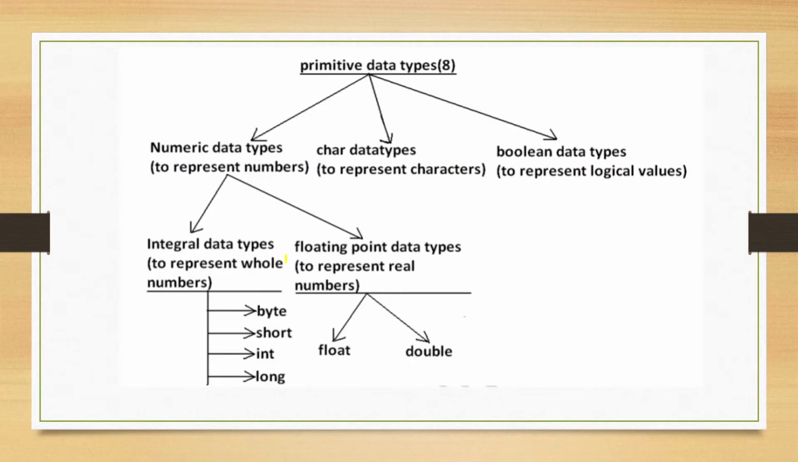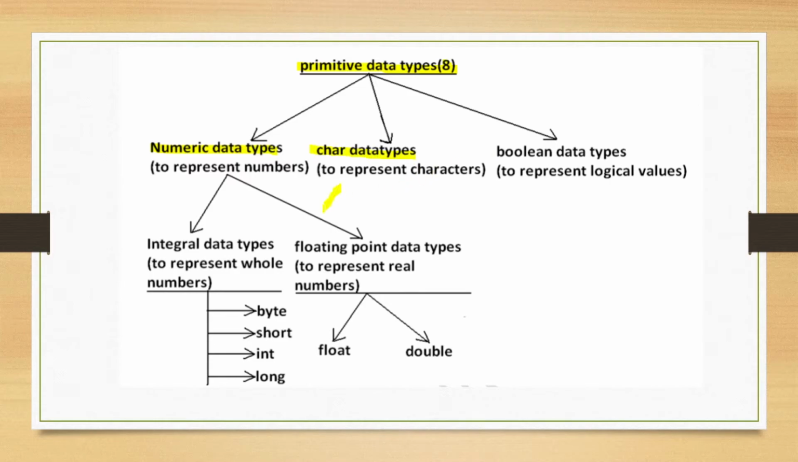Now let's move on. So here is a chart of data types. The data types we saw are also called primitive data types, and there are 8 types. These were further divided into the numeric types and the character data types.